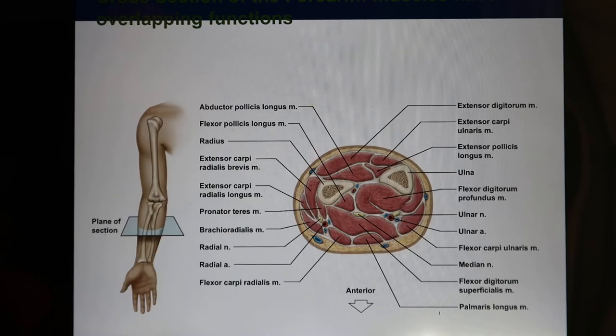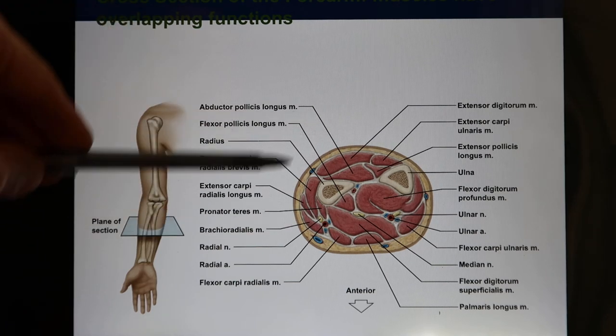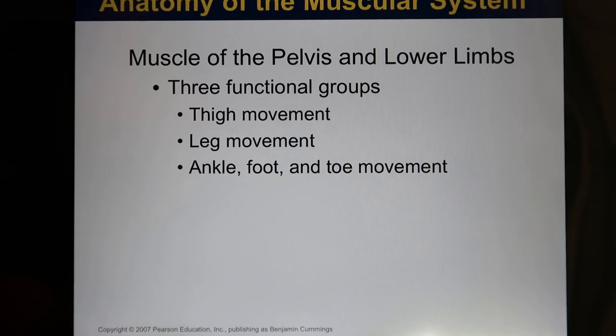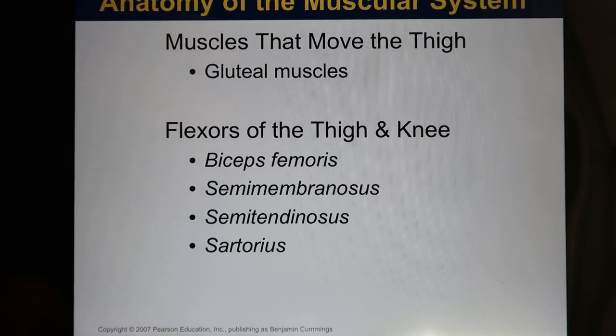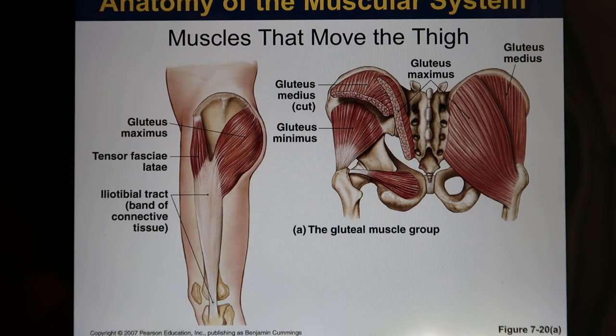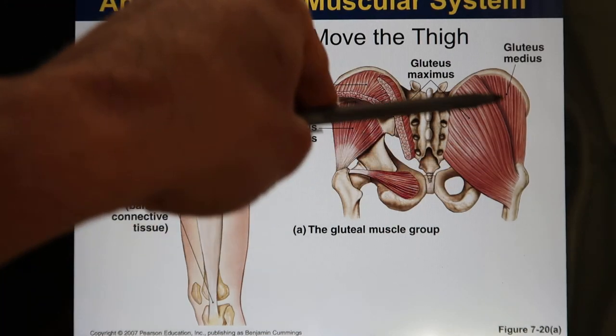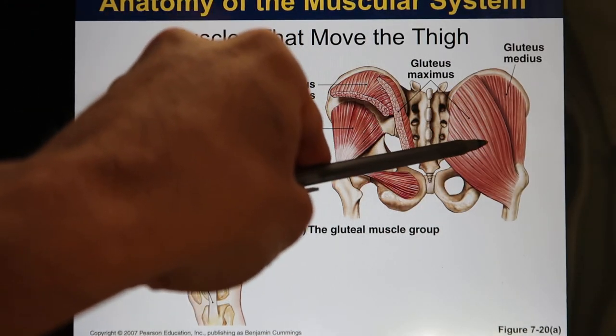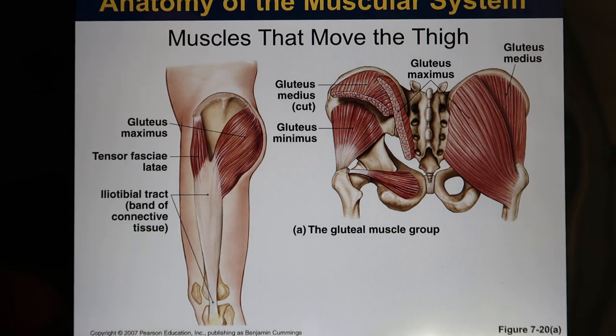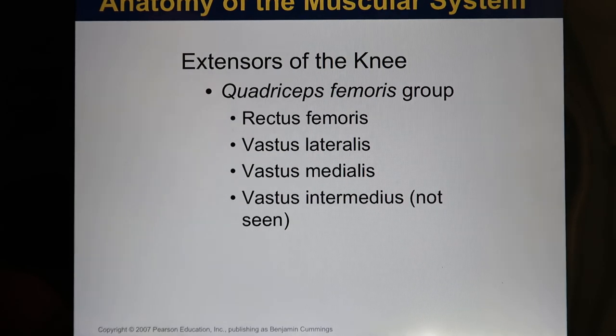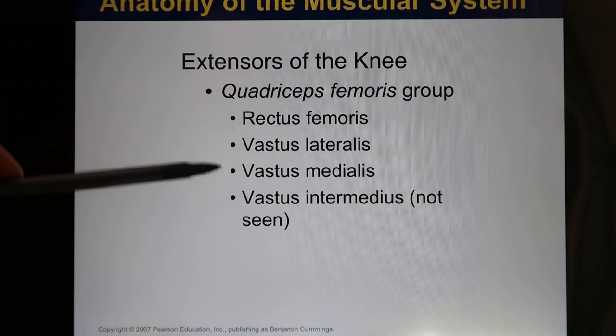When we reach the hand, they are small muscles and they have layers. Now let's reach the pelvic area. In the pelvic area, you have the thigh muscles and the leg muscles. Let's look at these muscles. First you see the gluteus maximus. That's a big muscle in your pelvic joint. And in your knee part, you have the quadriceps muscle. You have one rectus, three vastus.